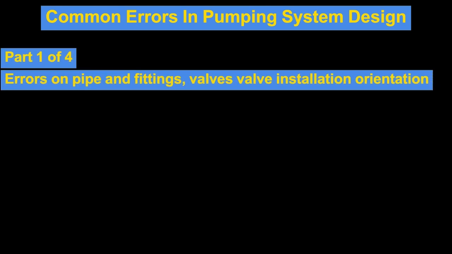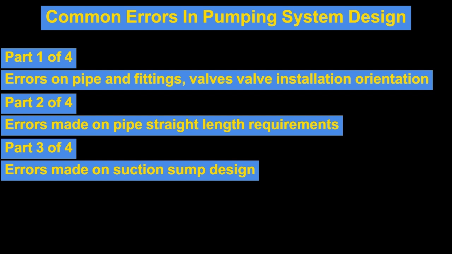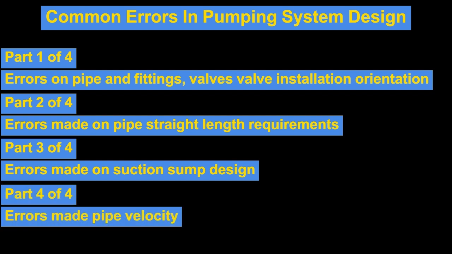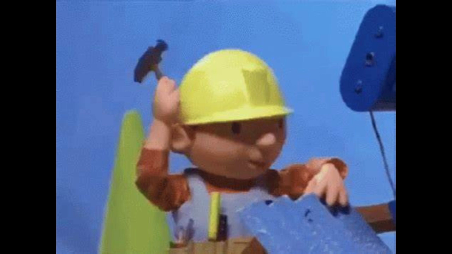Part 1 of 4. The common errors made on pipe and fittings, such as fitting, butterfly valve and non-return valve installation orientation. Part 2 of 4. The common errors made on pipes straight length requirements for equipment such as pump, non-return valve and flow meter. Part 3 of 4. The common errors made on suction sump design, such as minimum submergence, turbulence and water levels. Part 4 of 4. The common errors made on pipe velocity. I hope these videos will give you some insight in designing a pumping system to avoid those common errors and learn something new at the end of the videos.